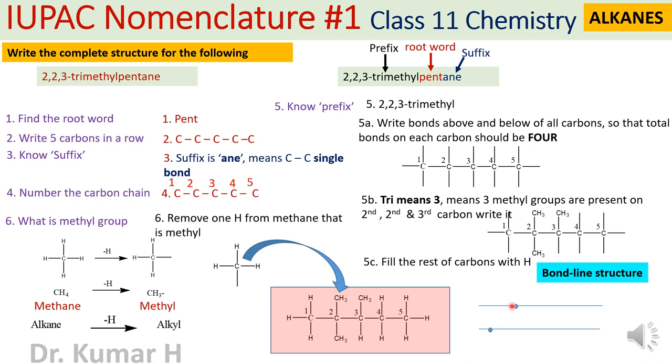1, next move to the right, on the top another 1, next at the bottom the third one, top fourth one, then the fifth one, so that all are at the center. This is at the center of these two, and this is at the center of these two, okay? Then connect the lines: 1 to 2, 2 to 3, 3 to 4, 4 to 5. That is the basic skeleton. After this, number the carbons like this: 1 2 3 4 5.